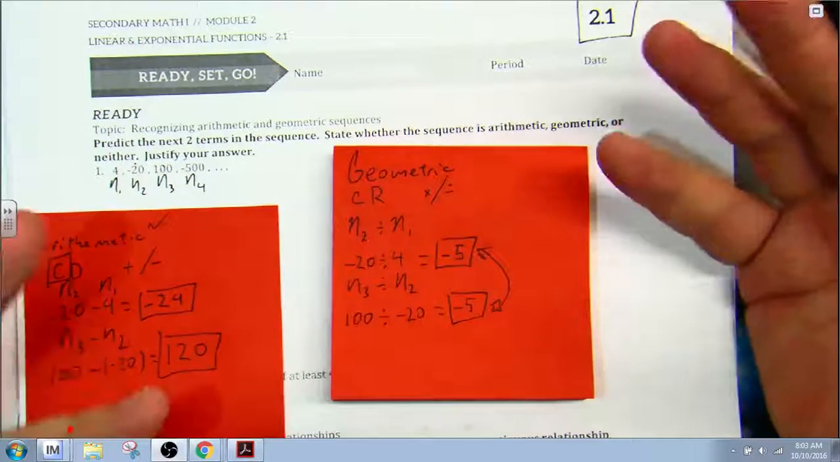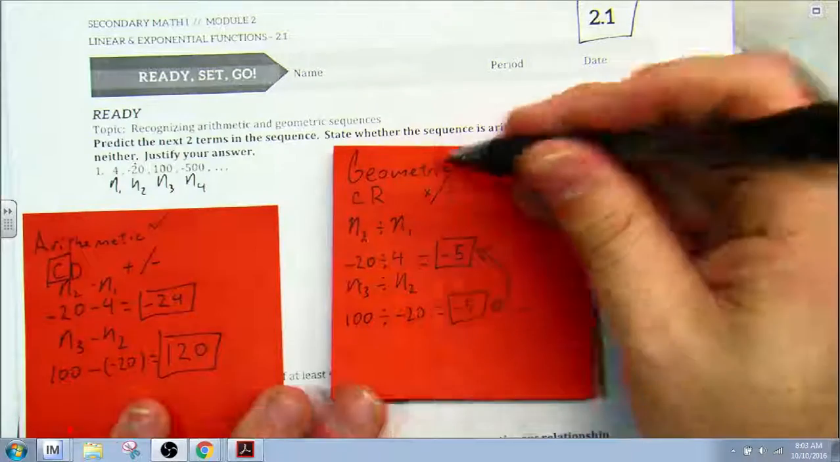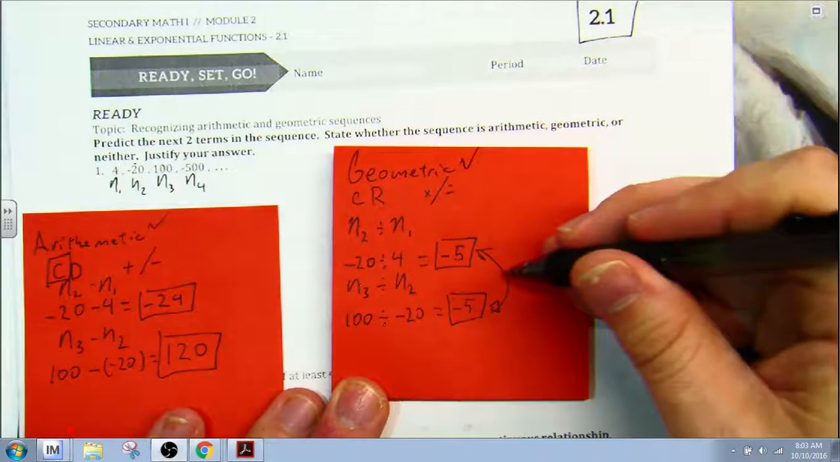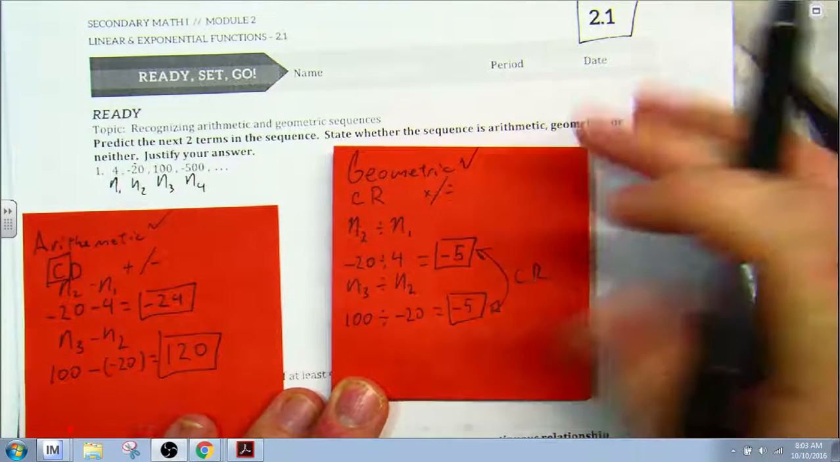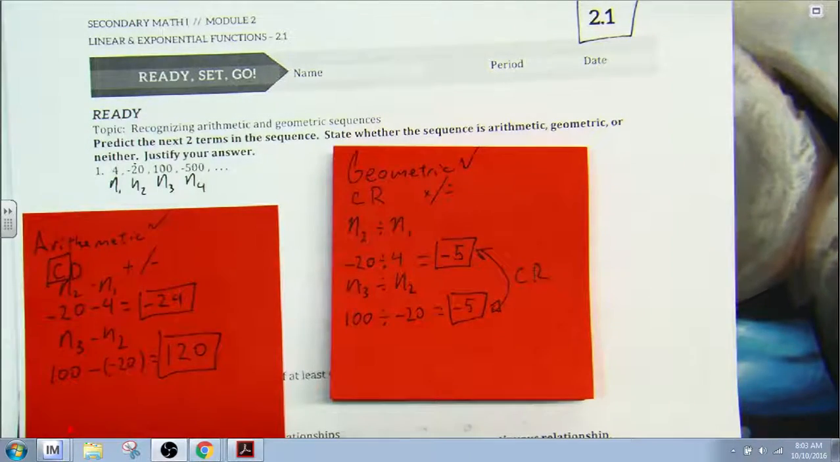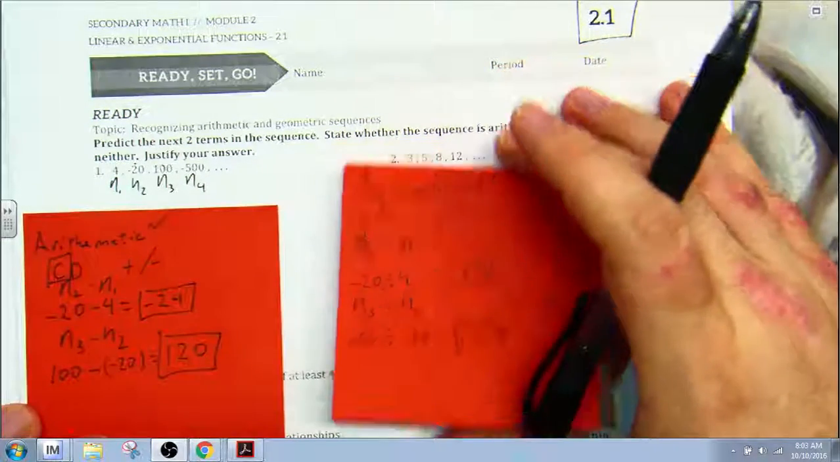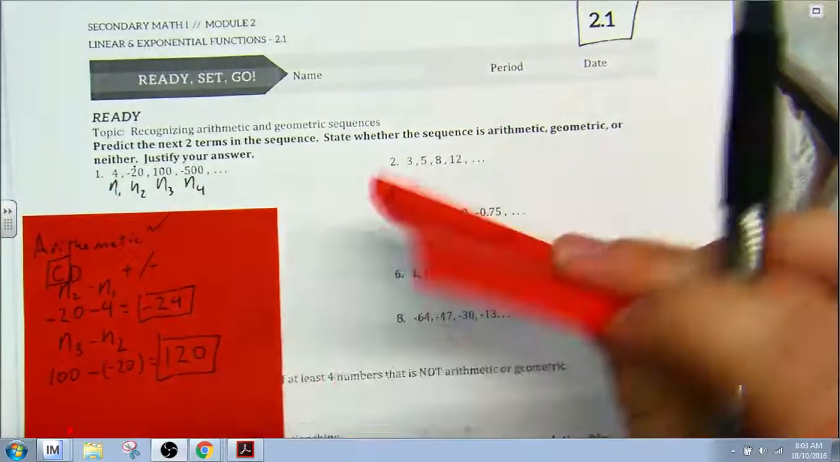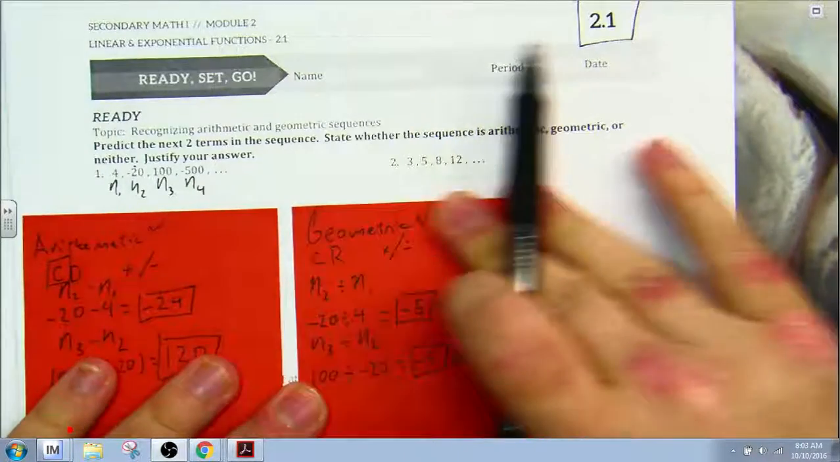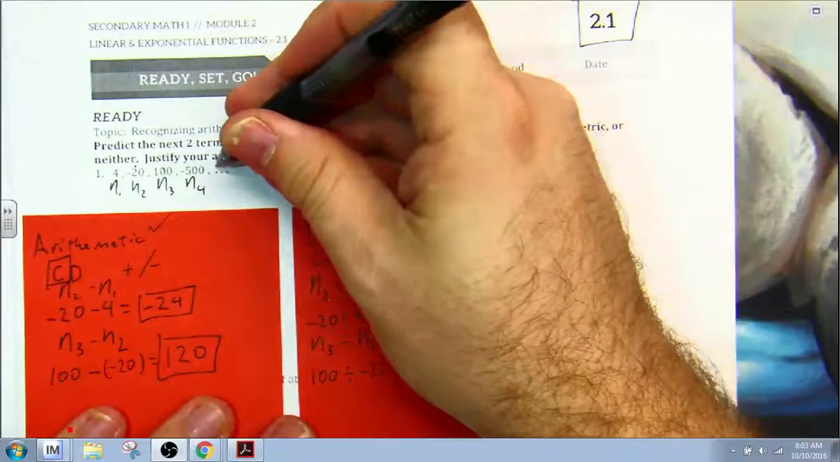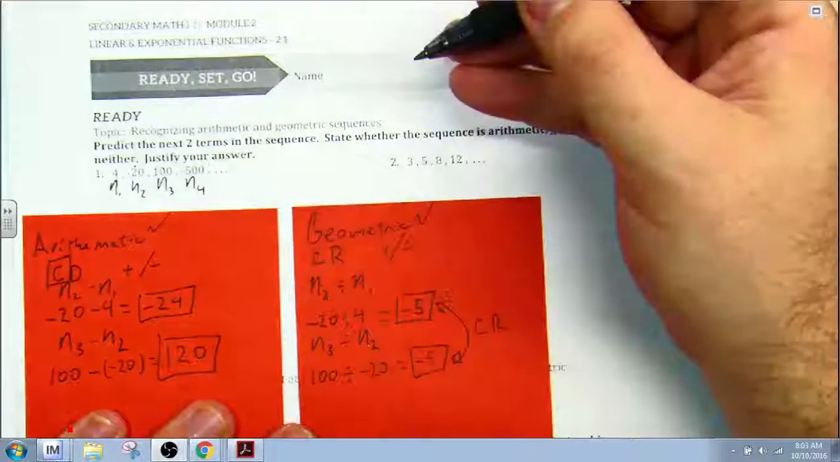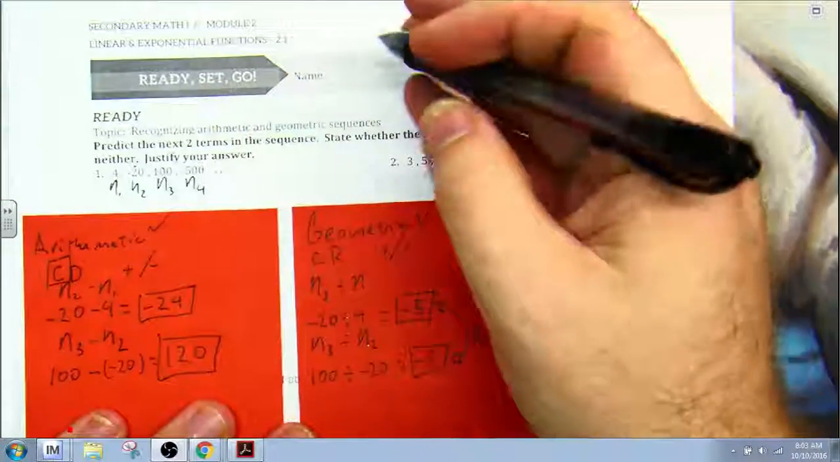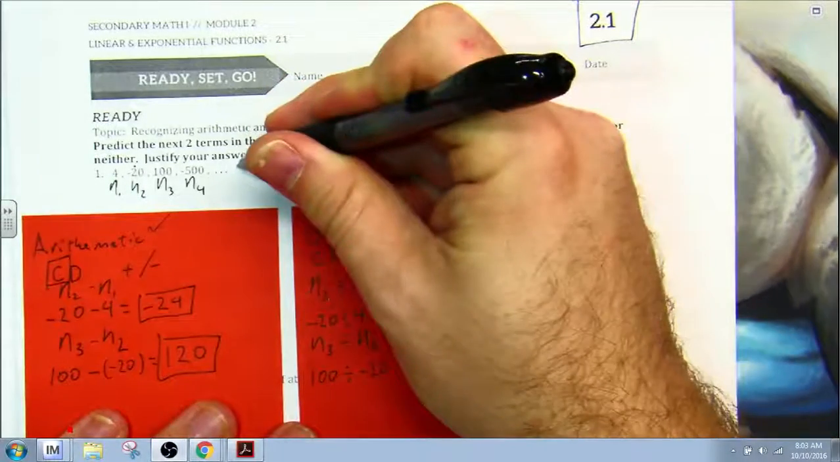So now that I know that I have a geometric sequence and that my common ratio is negative 5, I can just apply that to find the next two terms in my sequence. So if I'm trying to find the next term here, all I have to do is take negative 500, multiply that by a negative 5, so I know it's going to be a positive. What is that going to be?